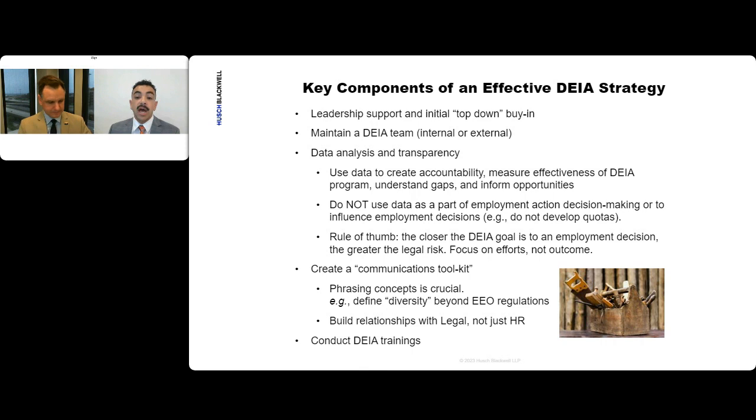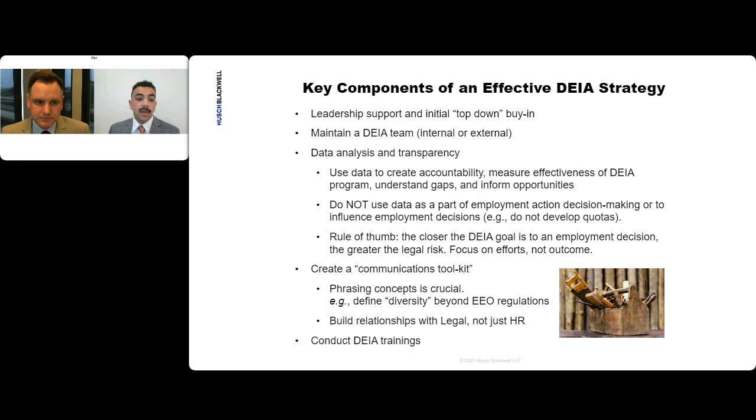Be sure not to use data to make any employment decisions. So one rule of thumb that I like to tell employers is don't let the data you have guide a decision to, for example, hire someone, but instead let it guide how the company can improve its efforts on outreach to truly create equitable employment opportunities.